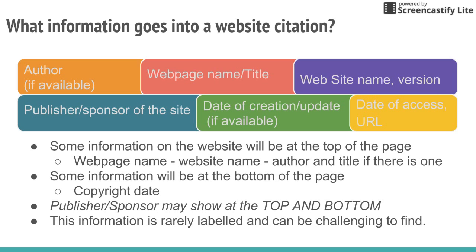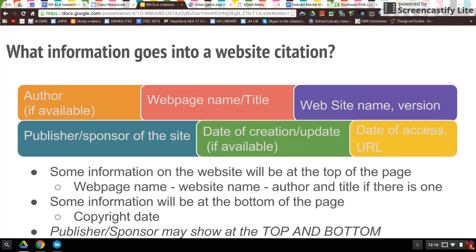The last thing I need to know is date of access. And remember, date of access is when I, the researcher, found this information for the first time. You're also going to include the URL, so the link to your website, so that the people reading your information can go back and see this website when you're finished. So let's look at what that actually looks like on a website.